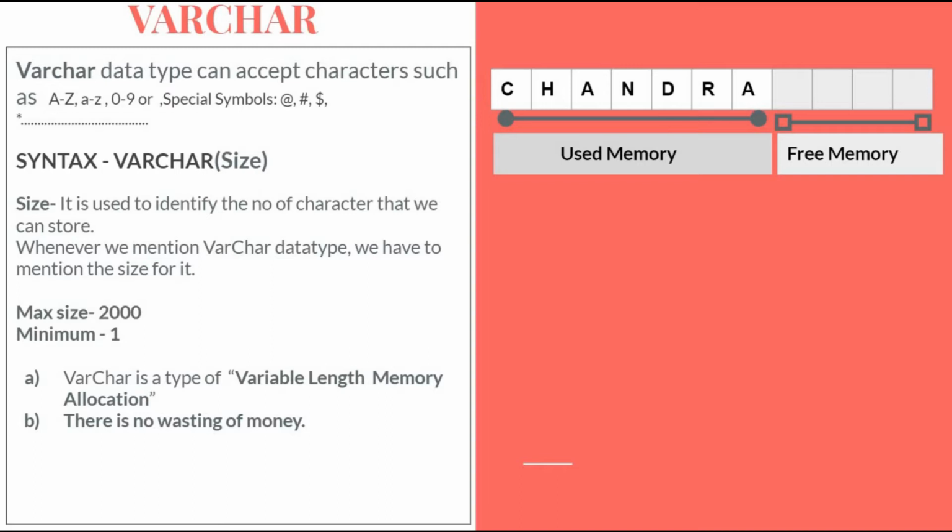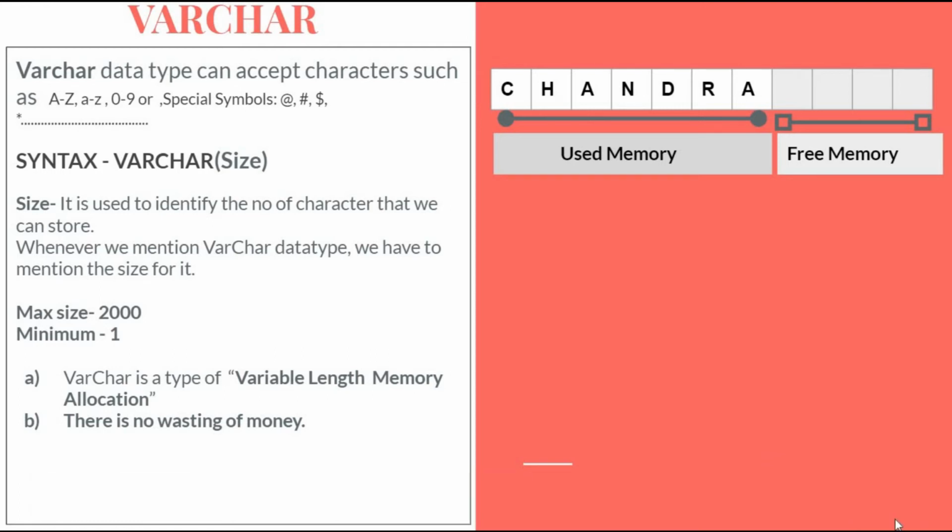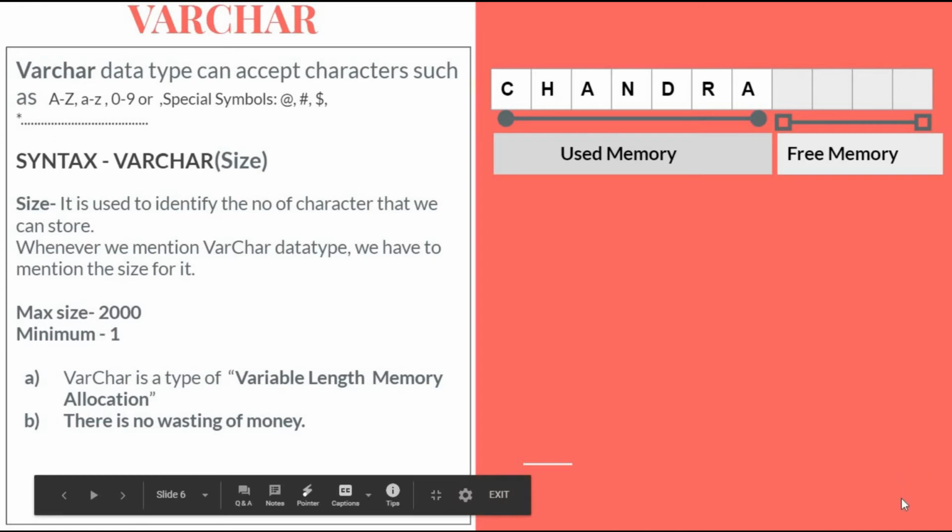So this is the basic difference between char and varchar. That's why varchar is a type of variable length memory and char is fixed length memory allocation. Please remember these two data types and the difference between them. Most of the questions in interviews come from this topic: what is the difference between char and varchar.